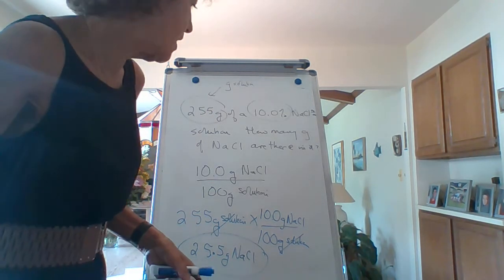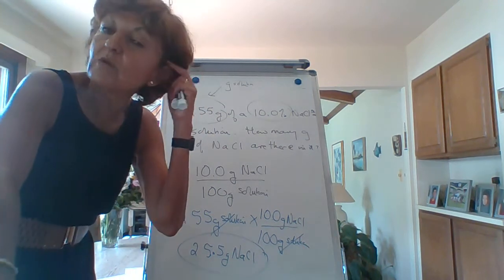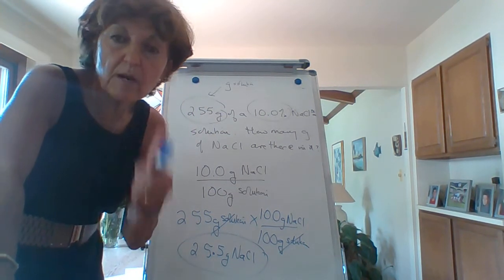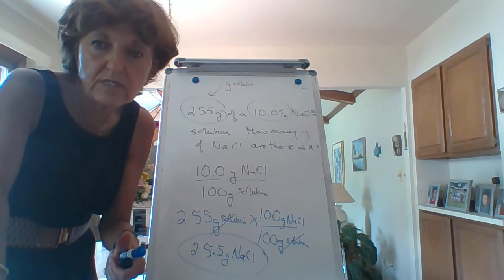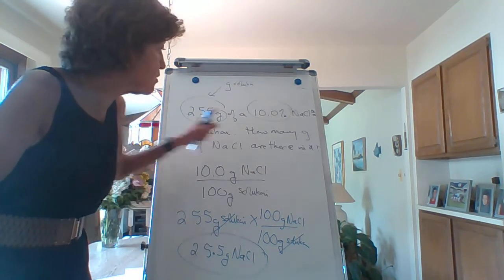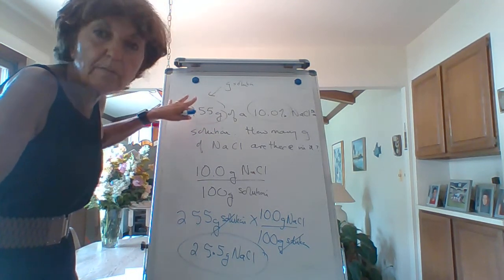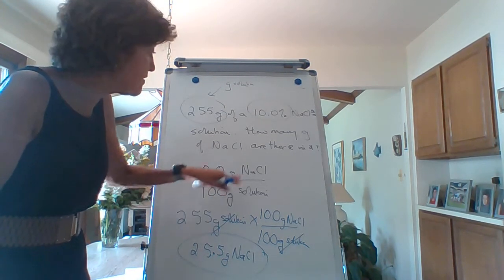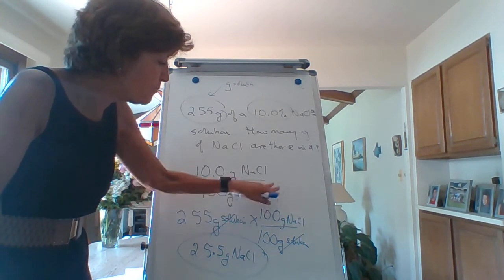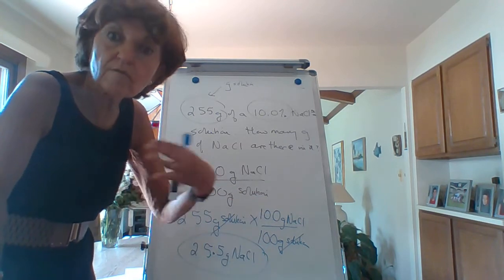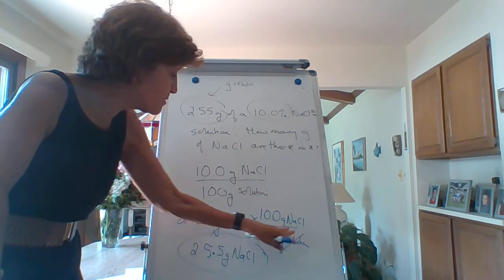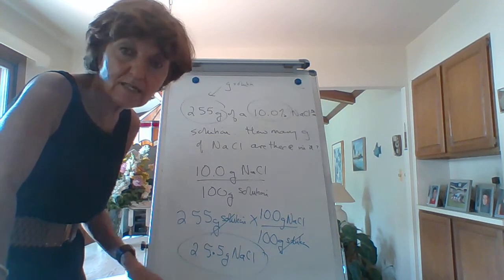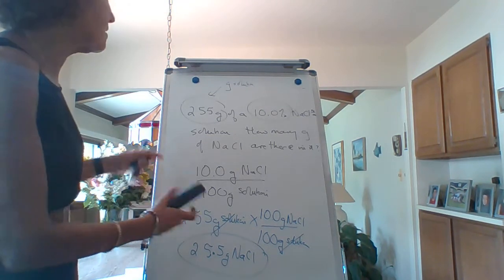So what were the steps that we just did for this problem? Number one, we put units on the percent. Number two, we took the other number that they gave us. We put that right up front. We wrote its units, and then we used our percent to convert. So we set it up so that the grams of solution will cancel out with grams of solution. All right, let's try another one.